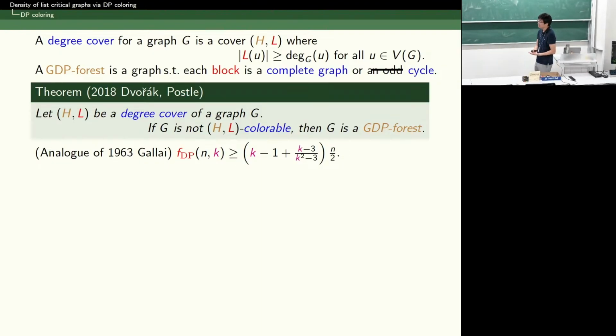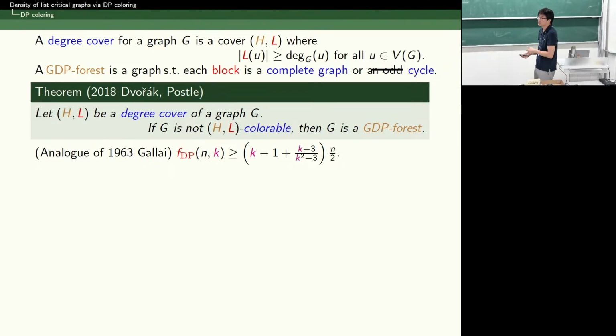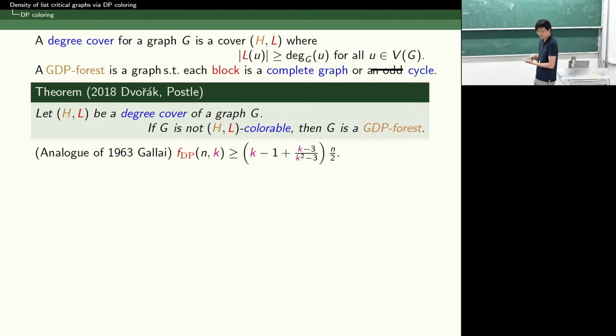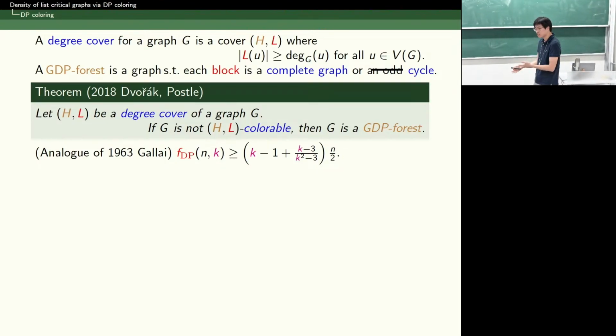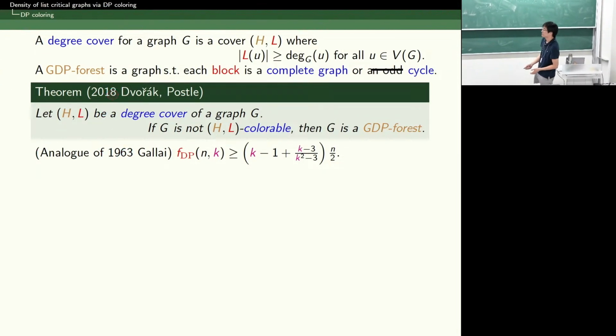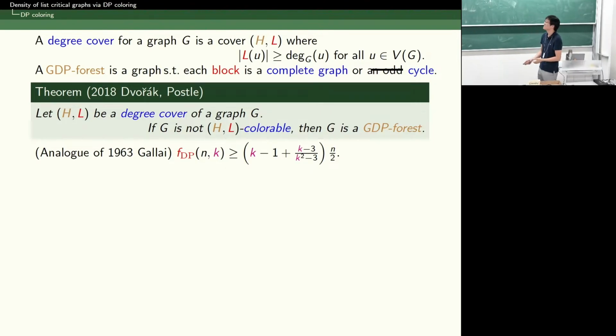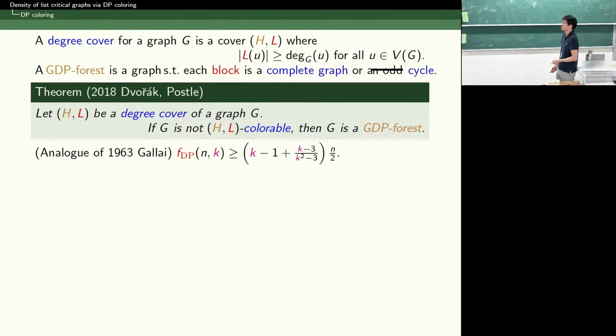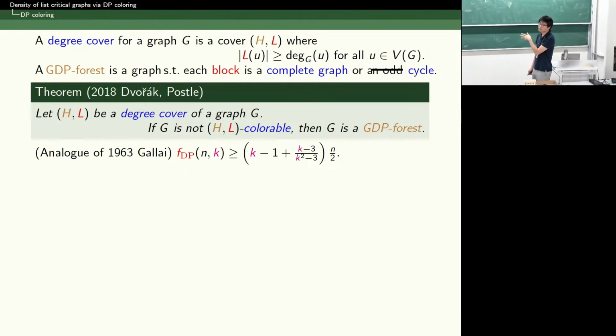Gallai forests only have odd cycles as blocks, but this GDP forest also has even cycles as blocks. Even though the structure is different, the densities are the same. So this Gallai bound from the 60s, 55 years before DP coloring was invented, still holds, because once you compute the density of this Gallai forest, it is the same for this GDP forest. And this was basically the only thing that was known for DP coloring, or the density of DP k-critical graphs.